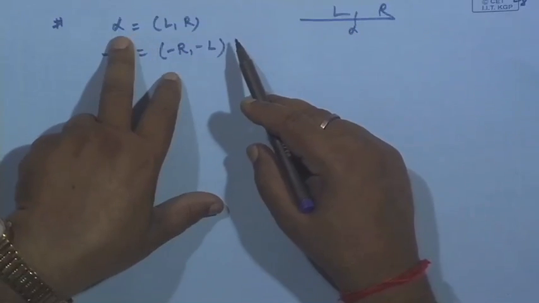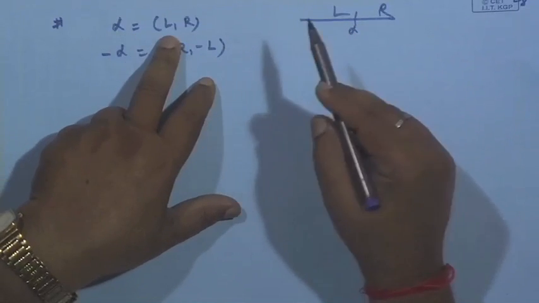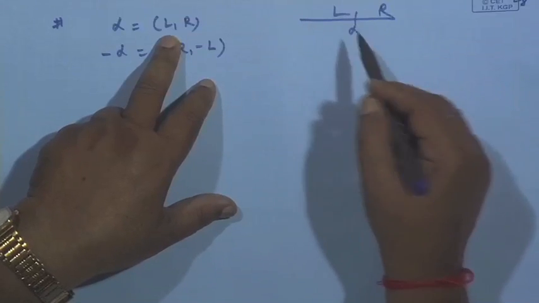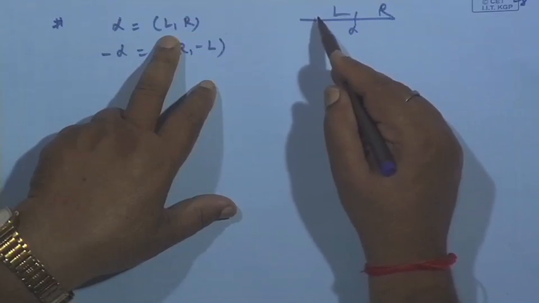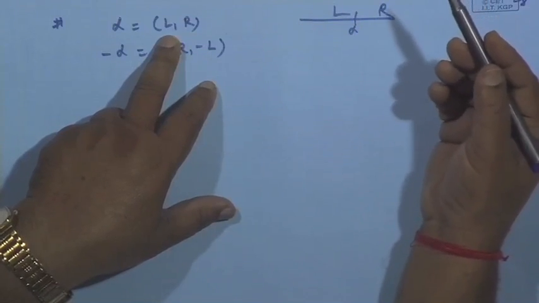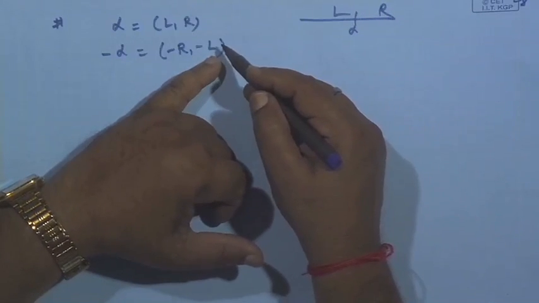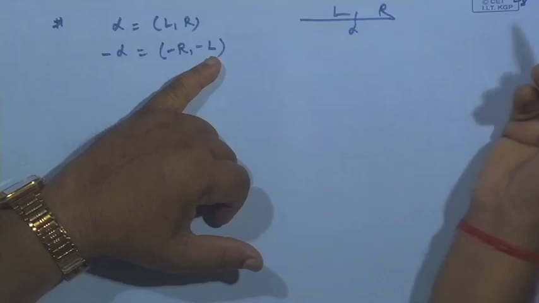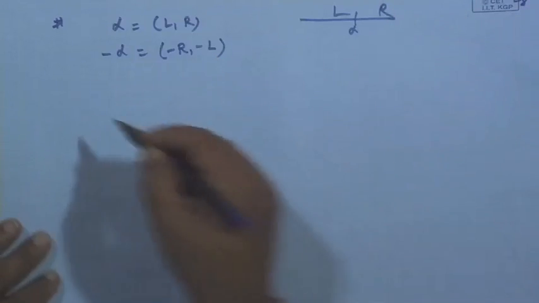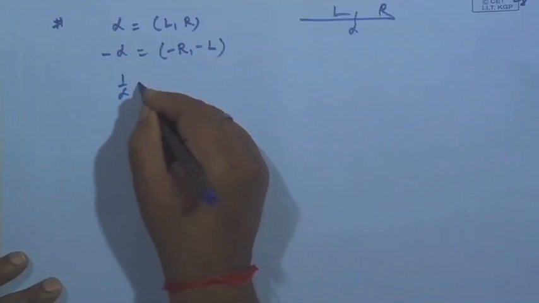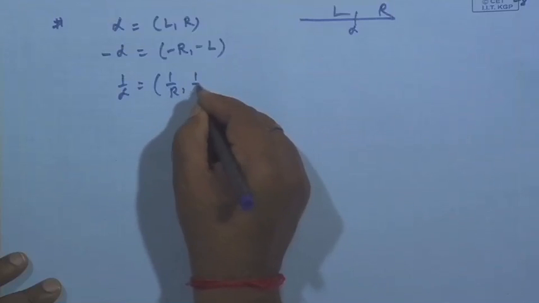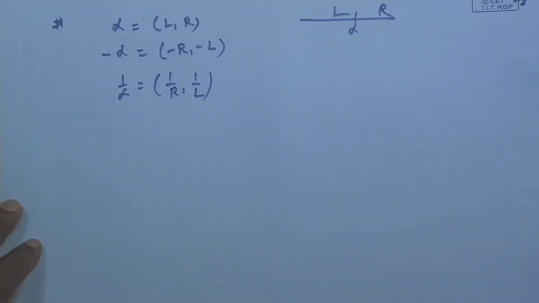Suppose I take L to be less than or equal to 1, then 1 is the greatest number in the lower class. When you find minus 1, what happens to this? Minus 1 becomes the least number for the upper class, is it not? Similarly, if alpha is there, then 1 by alpha we denote by 1 by R, 1 by L.